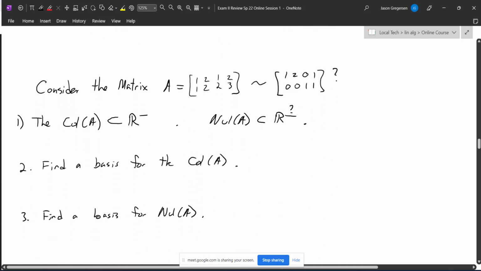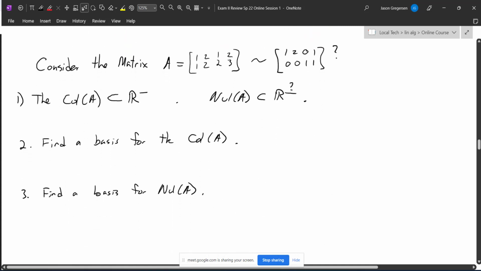So the next question is, consider this matrix, which row reduces to the following form. Answer these four questions really. The column space is a subset of what larger space, the null space is a subset of what larger space, and find a basis for each. Go ahead and see if we can work through these questions.